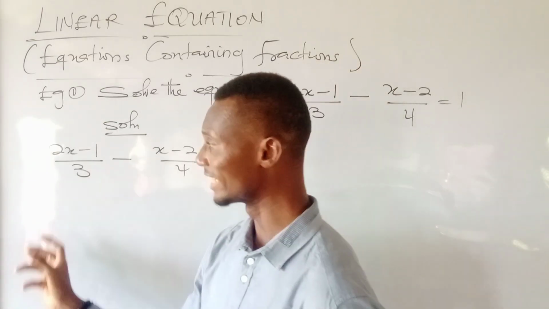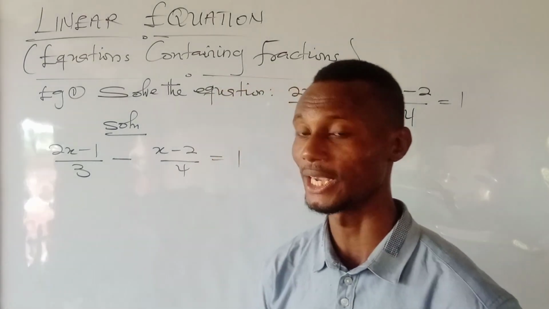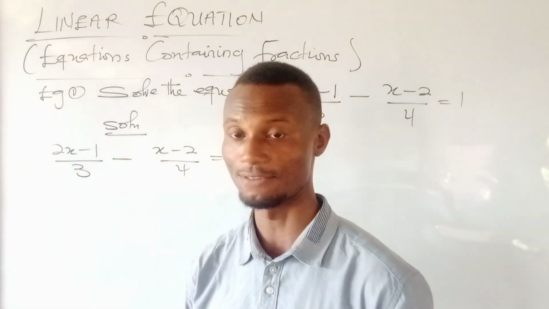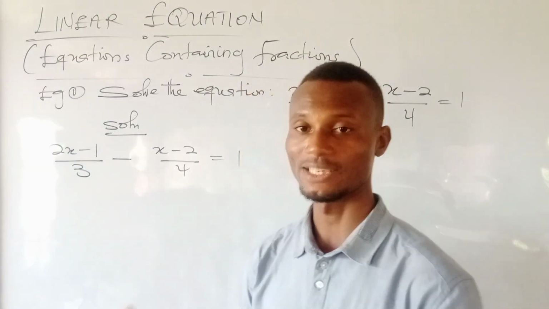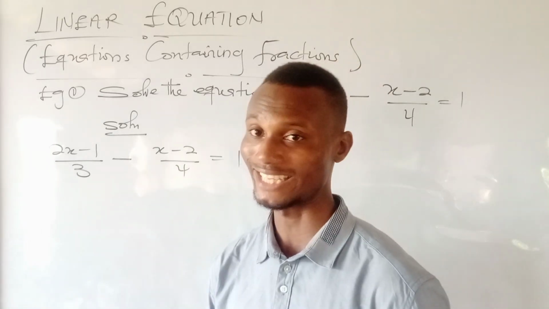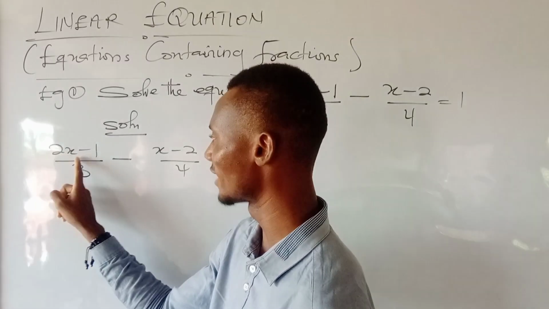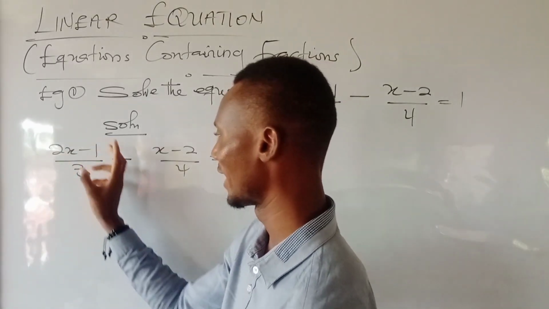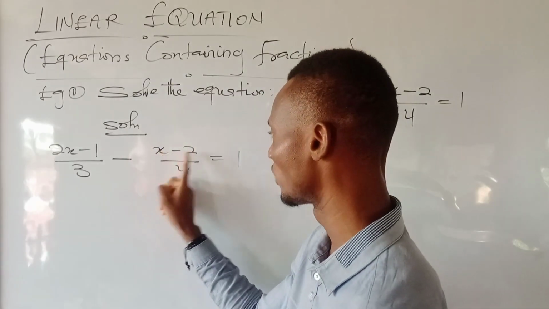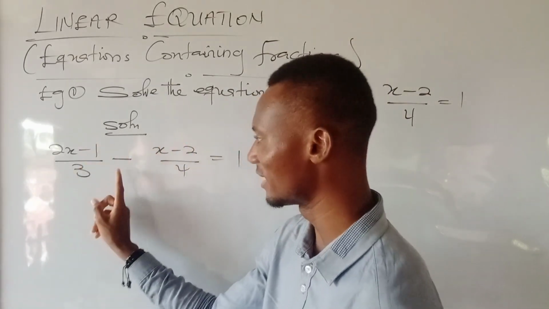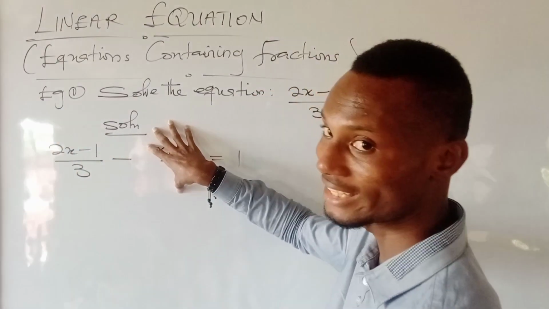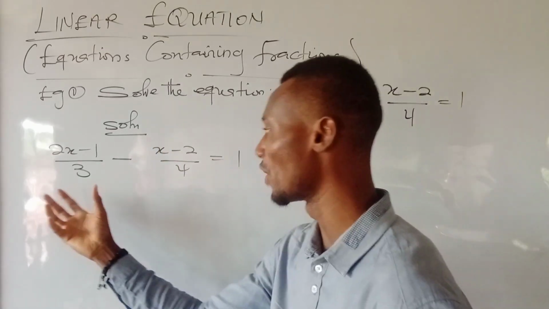Now if you don't know what a term is, a term is simply any expression that is separated by a negative or a positive sign. Anything that is separated by a negative or positive sign makes it a term. So you can see that this 2s minus 1 all over 3 is being separated by a minus sign here from this s minus 2 all over 4. The 2 terms are being separated by a negative sign, so this makes one term, this makes another term, and this is also another term. So we have 3 terms.